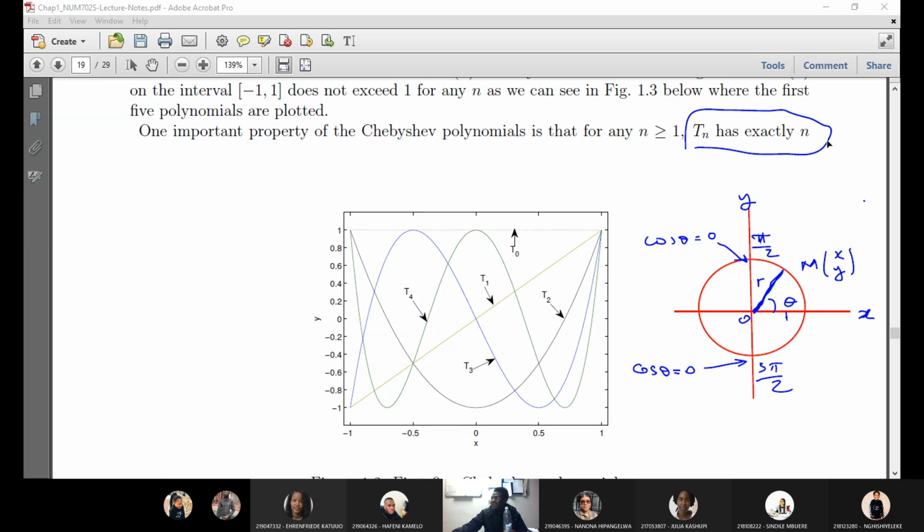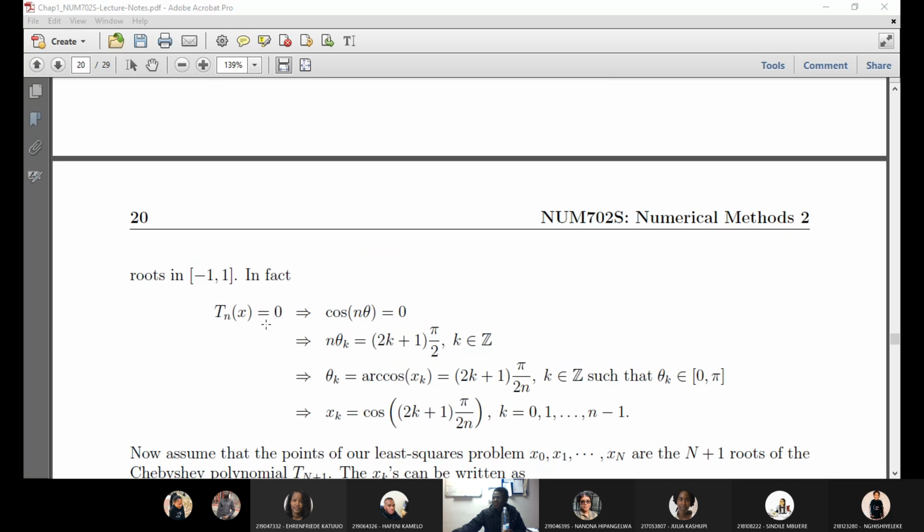Okay, so Tn(x). To get the roots, you set it equal to 0, right? Tn(x) equal to 0, and we want to find the roots. There's no witchcraft about that. So that's what we are doing here. We know that Tn(x) is cos(n theta), and that theta is cosine inverse x. So this equal to 0 implies what?